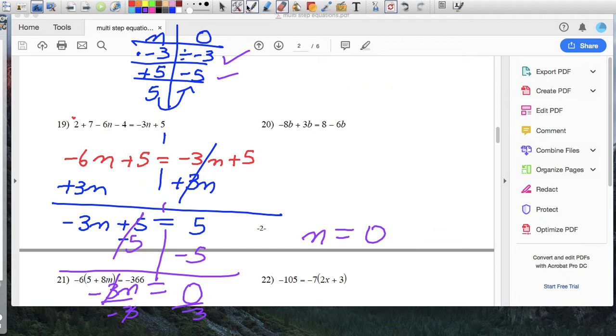Let's see if that works. It's nice for the check, because when it's 0, it makes life super easy. 2 plus 7 minus 6 times 0 minus 4 equals negative 3 times 0 plus 5.